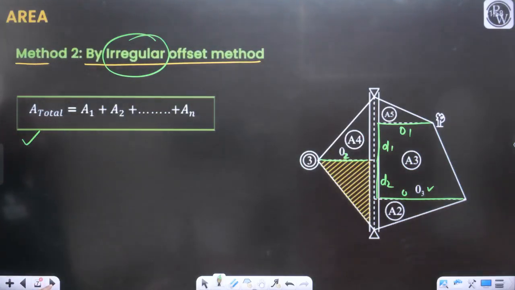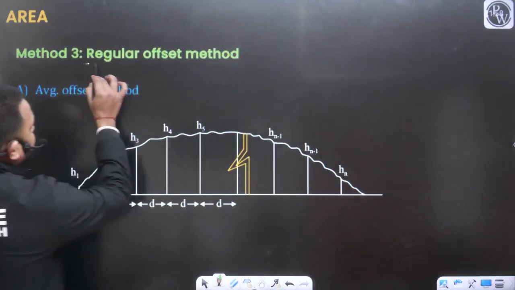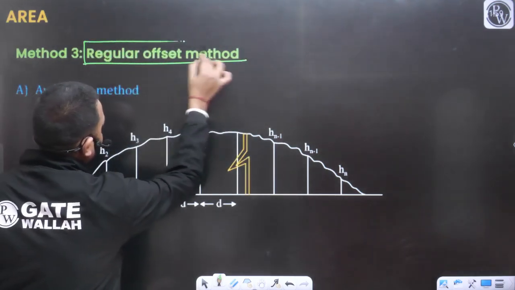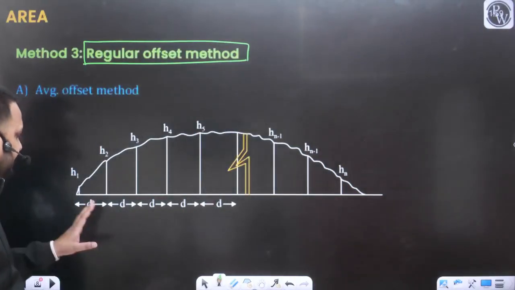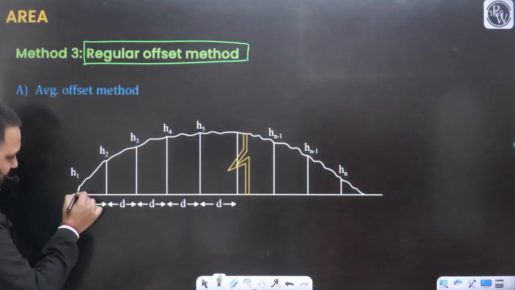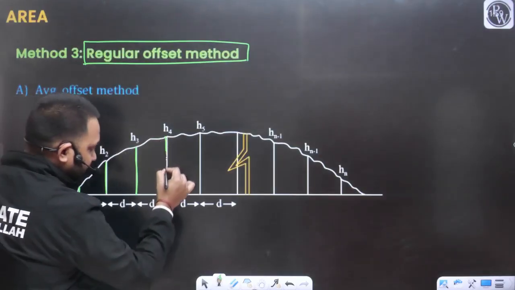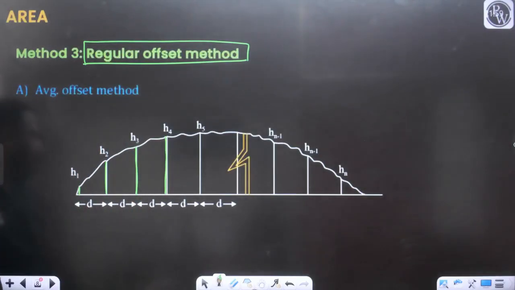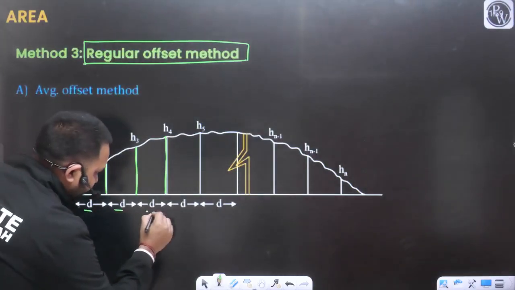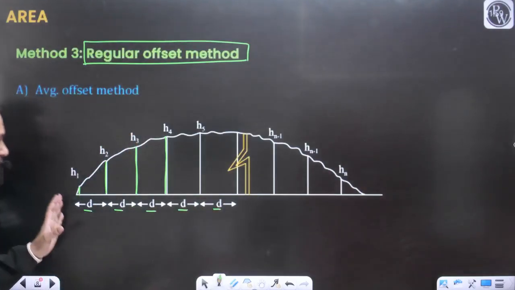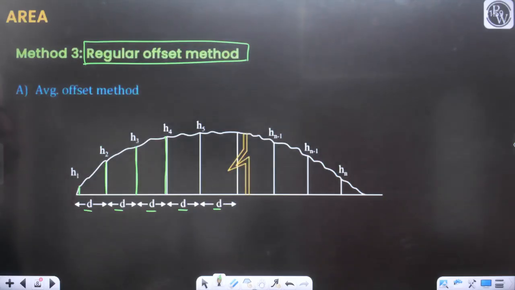So now there are some more methods. Now we will talk about the regular offset method. As we are saying, we are going to take regular offsets. For example, this is your offset 1, this is offset 2, this is offset 3, this is offset 4. What is the important thing? For all the offsets, the distance is the same. We have taken all the offsets at a regular interval, that is D.